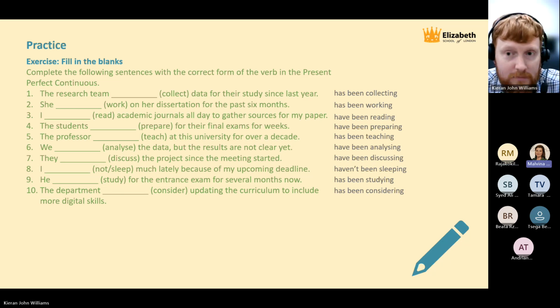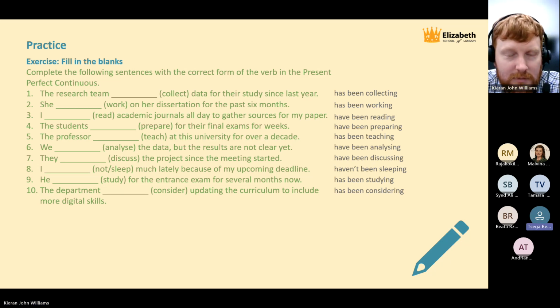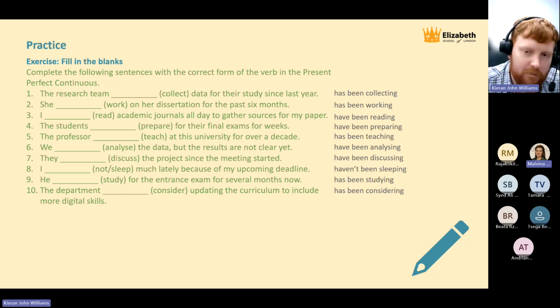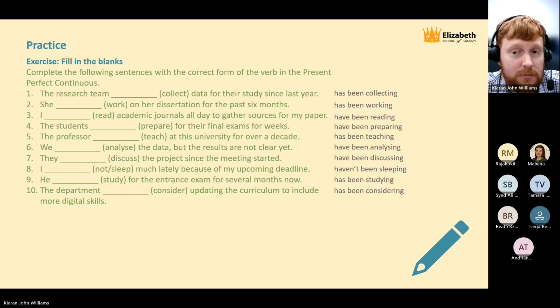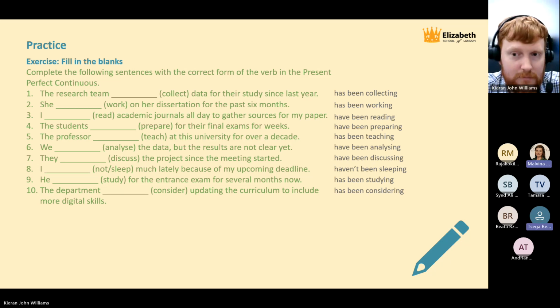I have been reading. Good. Number 4. The student has been preparing. Okay, so just have a look at the students. So it is have. Very good. Have been preparing. Okay, number 5. Has been teaching. Lovely. Number 6. We have been analyzing. Very good. Number 7. They have been discussing. Good.